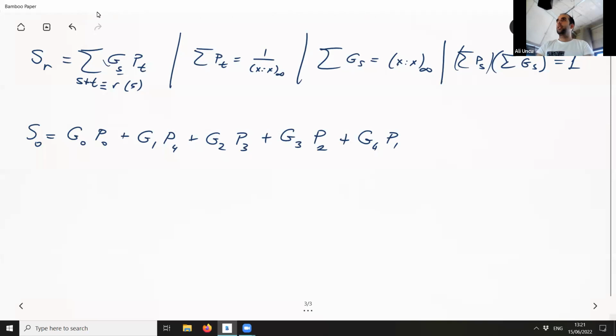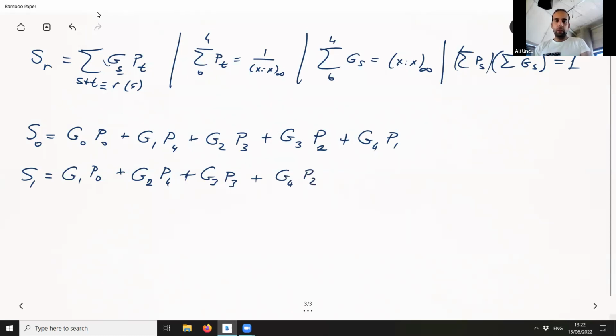And these are all the combinations, right? Is there any other combination? Remember that these sums are going from 0 to 4. Is there any other combination which would give me 0 modulo 5 in the residue class? Okay, this is all the combinations. So let's write S of 1 as well. G of 1, P of 0, G of 2, P of 4. So I'm just shifting everything once. G of 3, P of 3, G of 4, P of 2, and G of 0, P of 1.